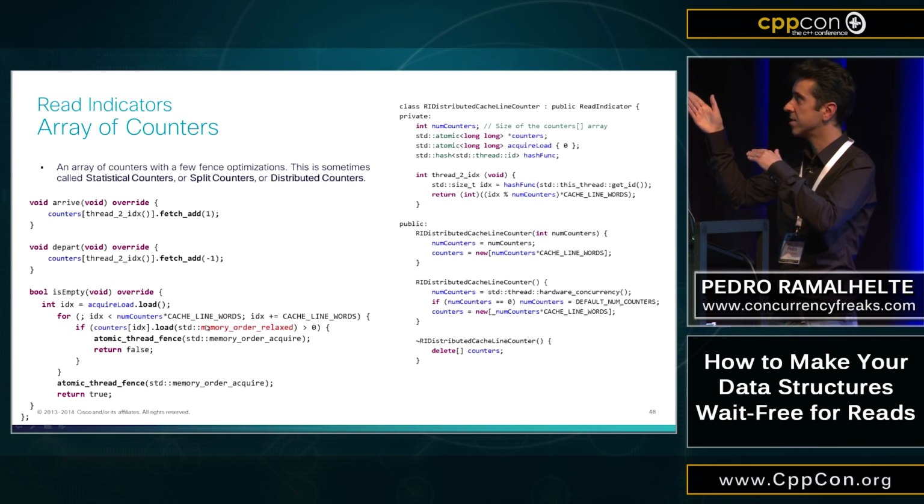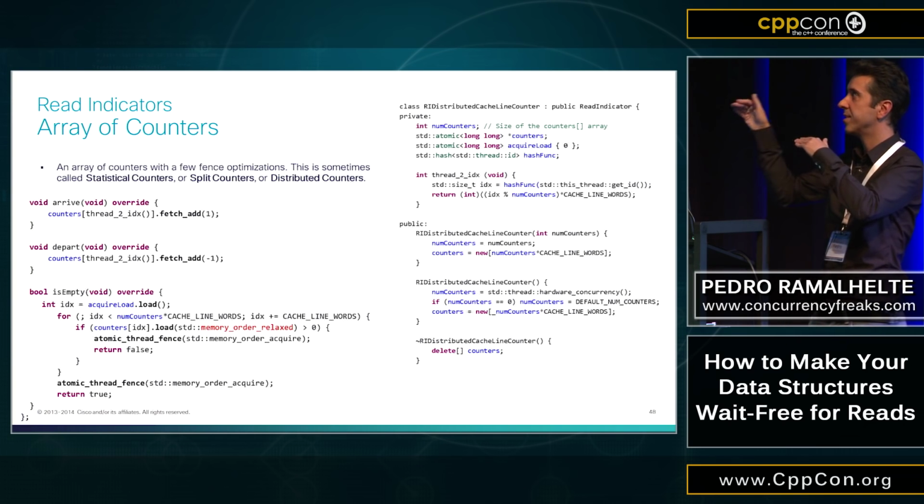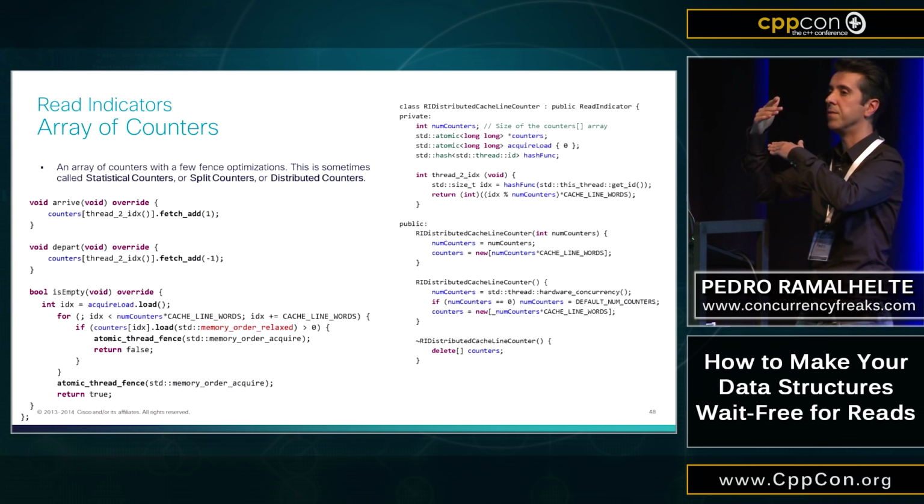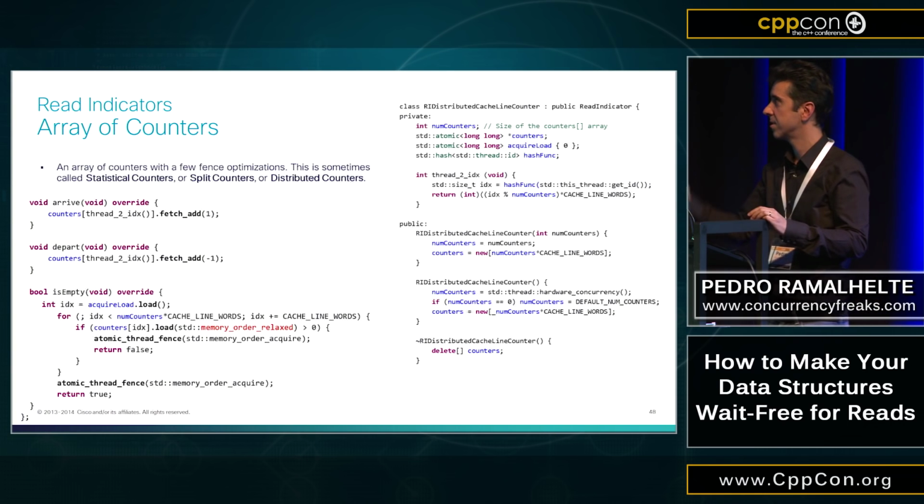In this case, the atomic thread fence is preventing all the relaxed loads from going below the fence and anything from going above the fence. So that's a nice trick, and it gives you good performance.